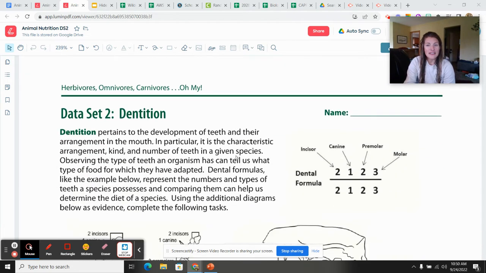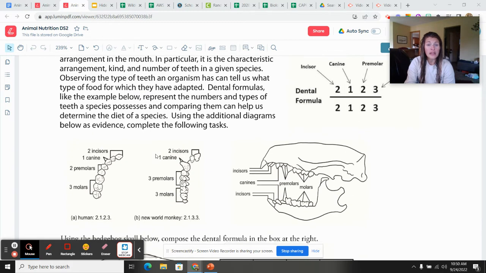So, looking at these different animals, we can look at all of these teeth. We have our incisors, our pointy canines, and then in the back we have our molars. Some scientists make a formula of doing this. So the dental formula is per side. Like if you cut somebody down the middle and only look at the teeth on one side of their mouth, this one has 2 incisors, 1 pointy canine, 2 premolars, and 3 molars.